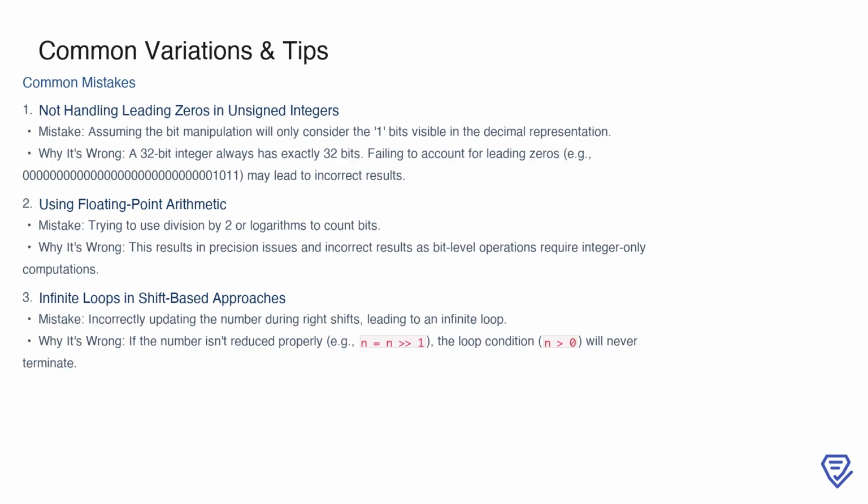Another mistake is using floating point arithmetic, such as division by 2 or logarithmic operations, to count bits. These approaches introduce precision issues and are fundamentally incompatible with the integer-only nature of bit-level operations. Lastly, infinite loops can occur in shift-based approaches if the number isn't updated correctly during right shifts. For instance, if you have a condition like n > 0 but fail to reduce n properly with n = n >> 1, the loop will never terminate. It's critical to ensure that the number is consistently progressing towards 0 in such implementations.